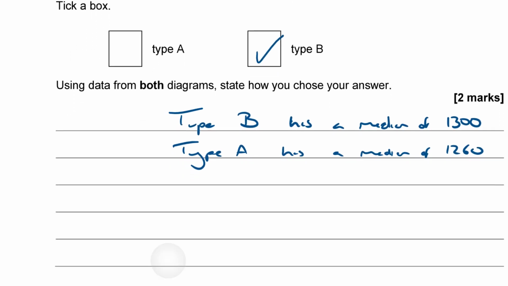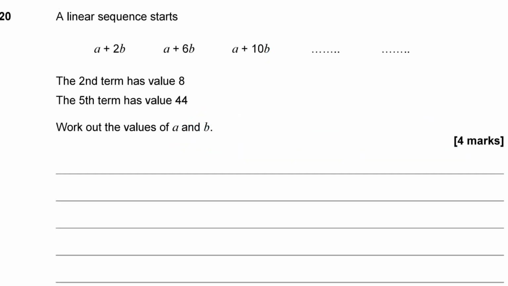State how I chose my answer. Well, I've shown that. That's all fine. I've done everything. Question 20.